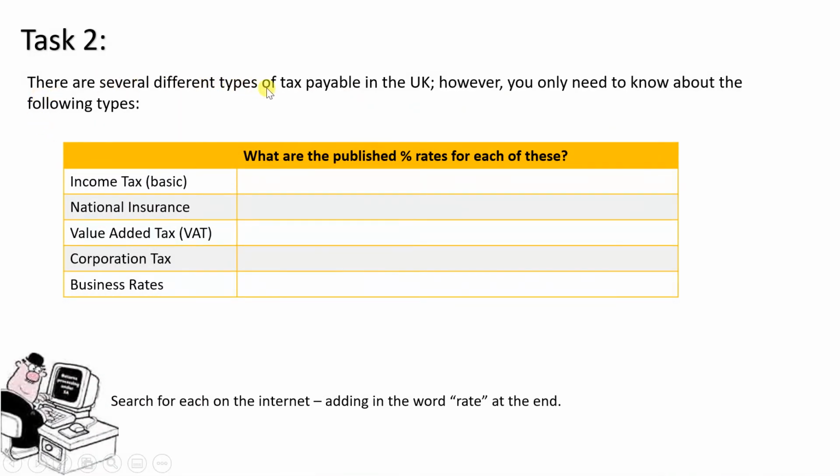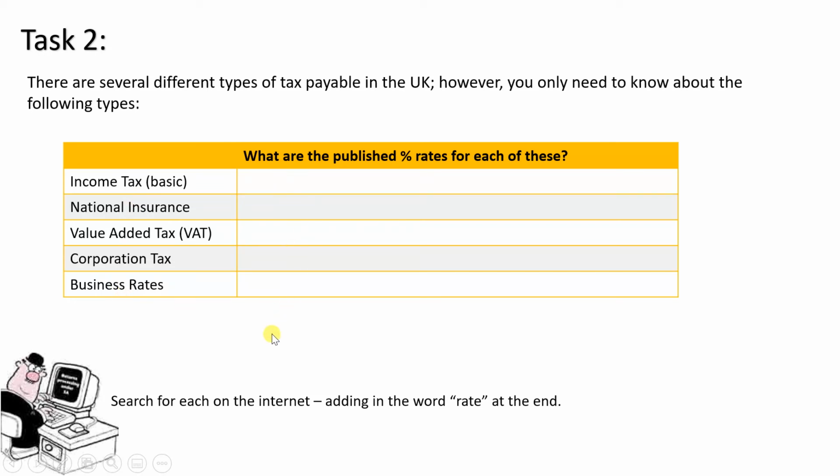Task 2. There are several types of tax payable in the UK, however you only need to know about the following types. There are 5 listed in the table below, and you need to find out what published percentage rates there are for these. We are going to go into the definitions of each, but to break it down, they're all going to have their own areas of learning to go through to make sure it's not overloading. So right now we just need to find out the percentage rates. There's a hint at the bottom. If you search for each on the internet and add the word rate on the end of the phrase in the left hand column, that should help you find out the answers, and the answers will be published separately.